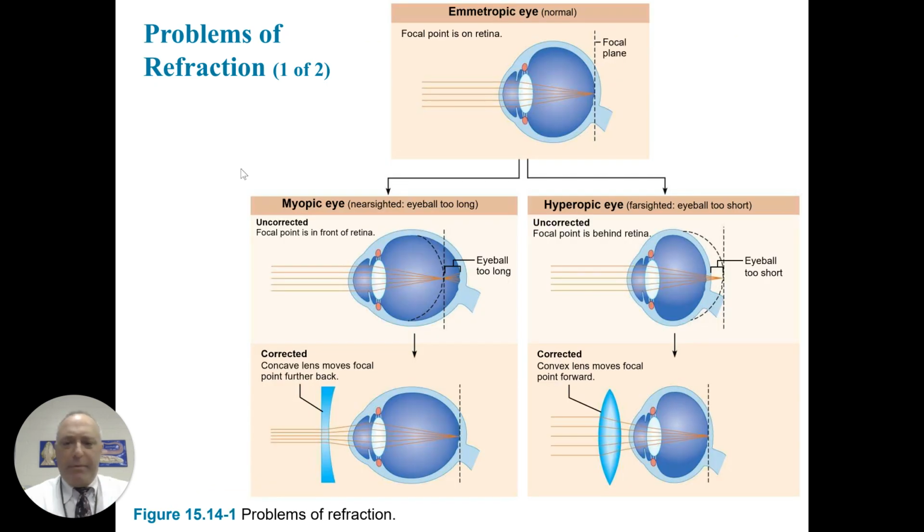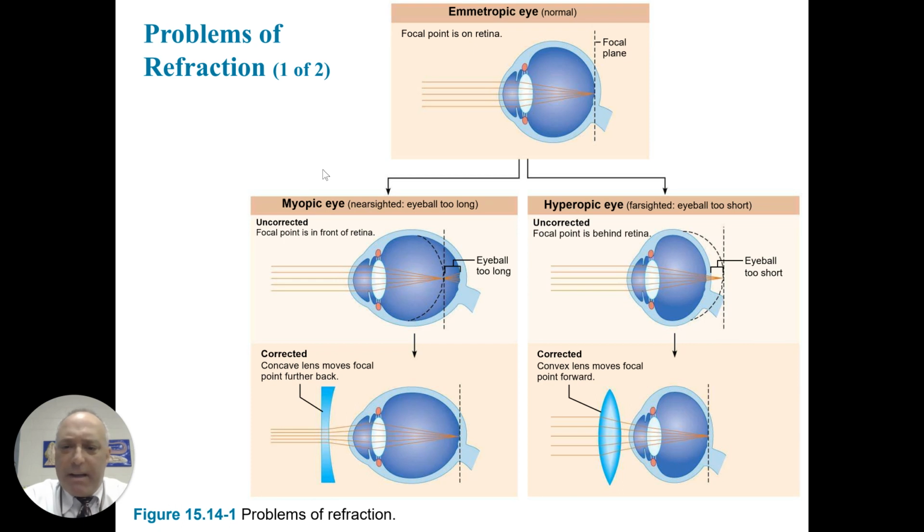So there are different types of sighting. Emmetropic is the normal eye, which can see nearsighted and farsighted without accommodation or correction. And you can see the light comes into the lens. It then is bent into the focal plane, which is going to pick up in the retina.